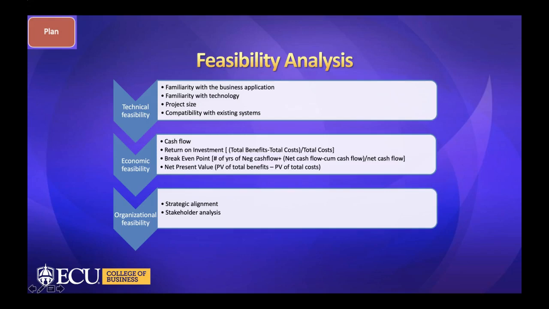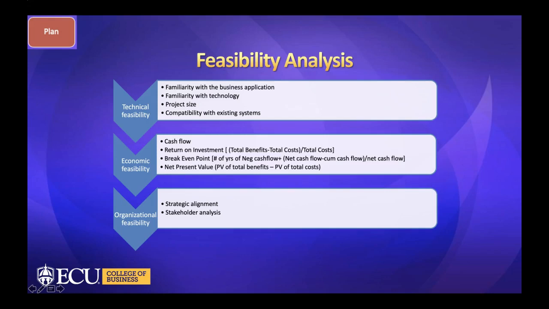Now, when we talk about economic feasibility, we're talking about dollar signs, of course. What is the cash flow of the company, and what is the cash flow of the investment that's needed? I would like you to go back and read feasibility analysis in your book, because it gives examples and explains in detail how to calculate various economic feasibility measures. The very important ones are return on investment, break-even point, and net present value.